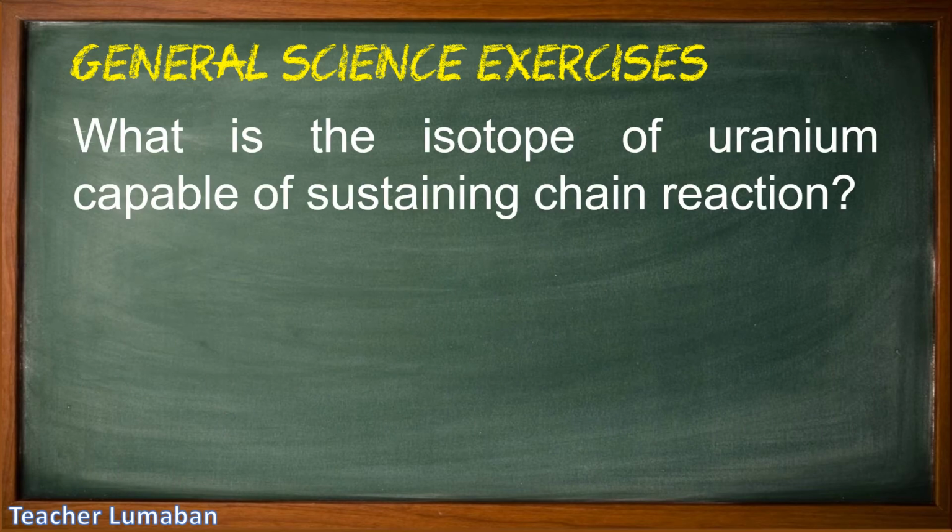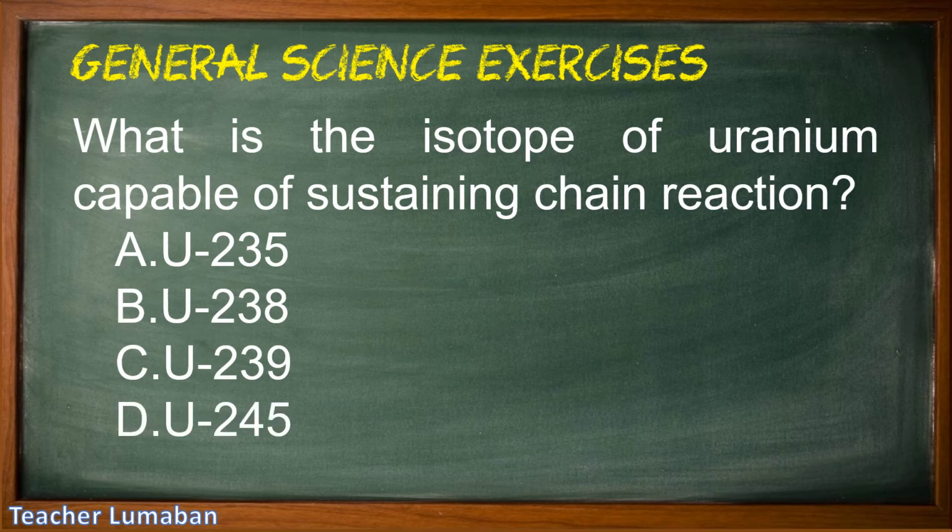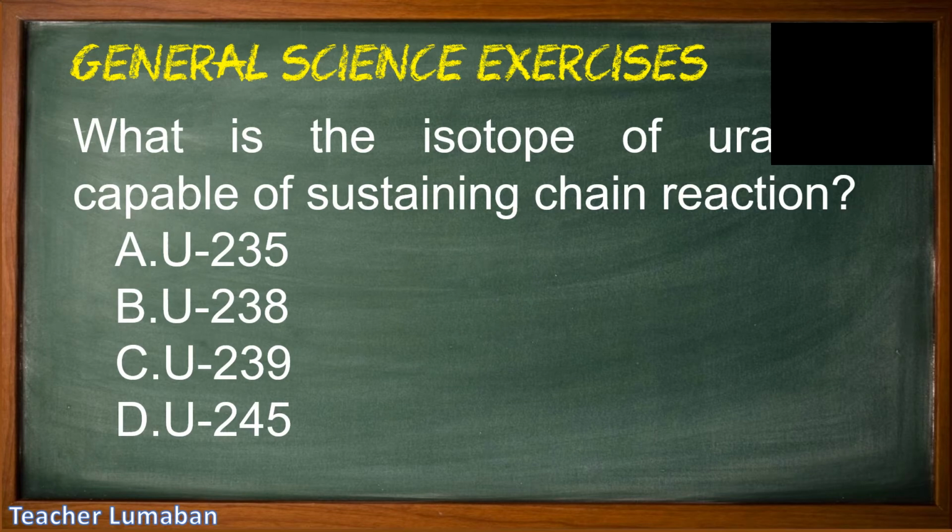What is the isotope of uranium capable of sustaining chain reaction? Letter A, U-235. Letter B, U-238. Letter C, U-239. Letter D, U-245. Choose the suitable answer to the following choices in 5 seconds.